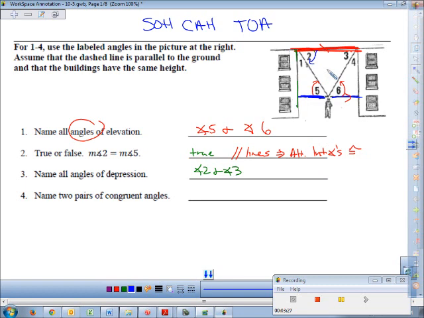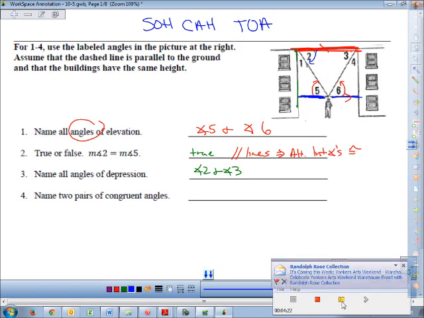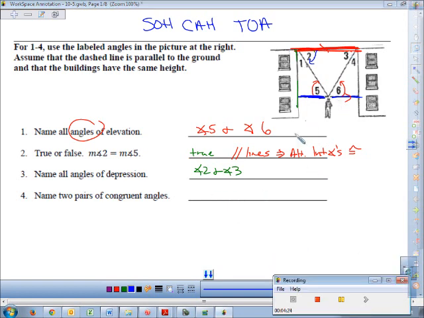Cool? Name 2 pairs of congruent angles. You and your pal can get that done. 2 pairs of congruent angles. Let's see if you can write it correctly before I have to show you how to write it. So someone said angle 3 and 6, right? Don't we have our parallel lines right here? And those are alternate interior angles. So angle 3 is congruent to angle 6. Should you put little m's in front of those?